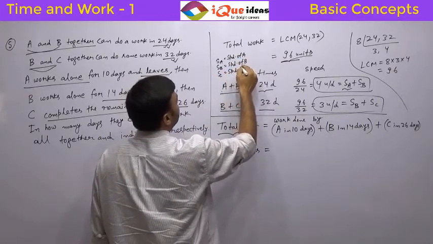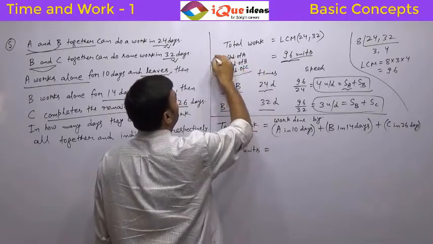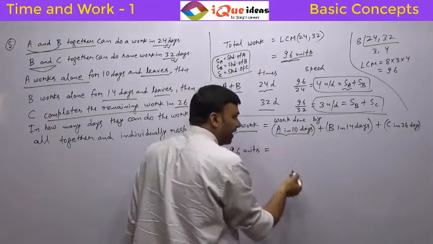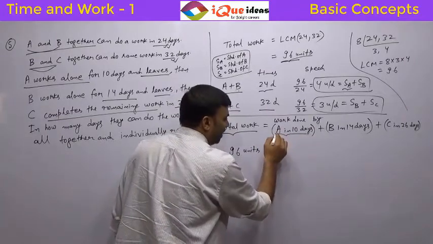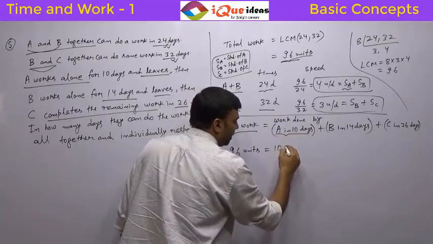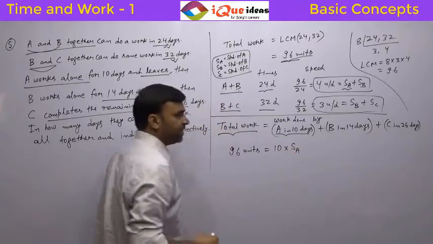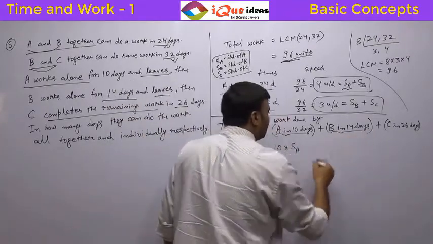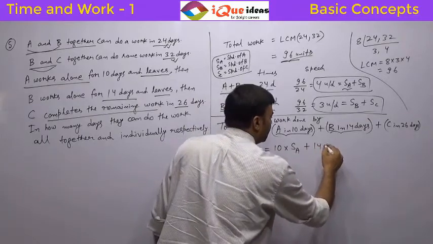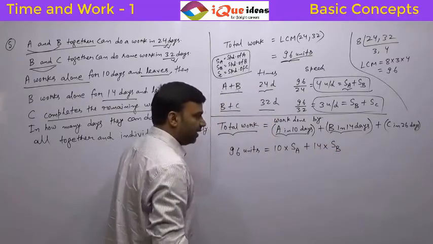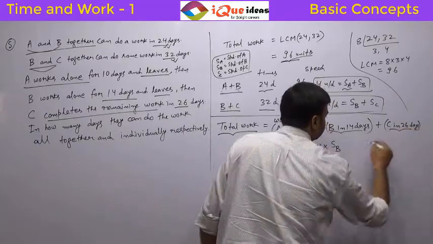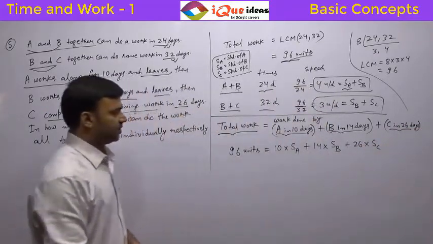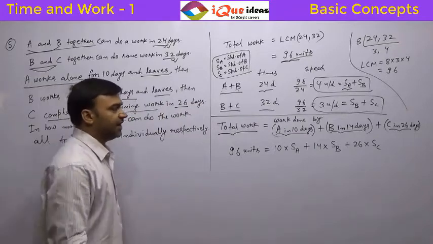Now what is the meaning of speed? Speed means the work done in 1 day. Here we want A's work in 10 days. So work done by A in 10 days is 10 into speed of A. Remember, speed means work done in 1 day. Similarly, work done by B in 14 days will be 14 into speed of B. Similarly, work done by C in 26 days will be 26 into speed of C. So this is the algebraic relation that we have now.